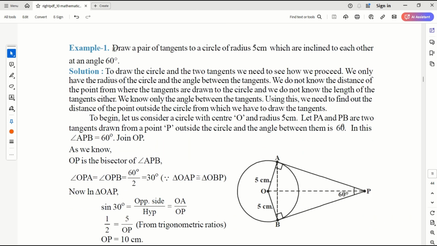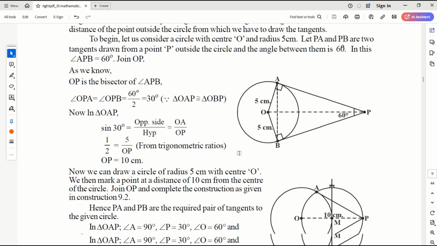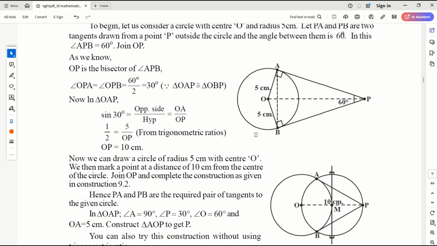Yeah, let's do an example. Draw a pair of tangents to a circle of radius 5 centimeters which are inclined to each other at an angle of 60 degrees. There are ways to draw. First, let's draw a rough diagram and then we can draw exactly how. So this is a circle of 5 centimeters radius. There is a point P. Two tangents are there. We know this is 60 degrees.